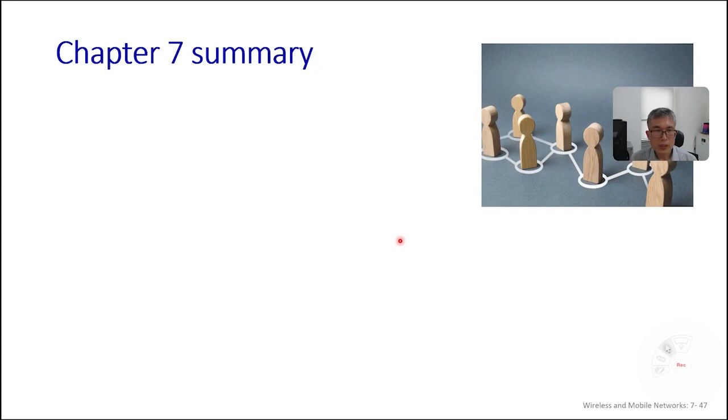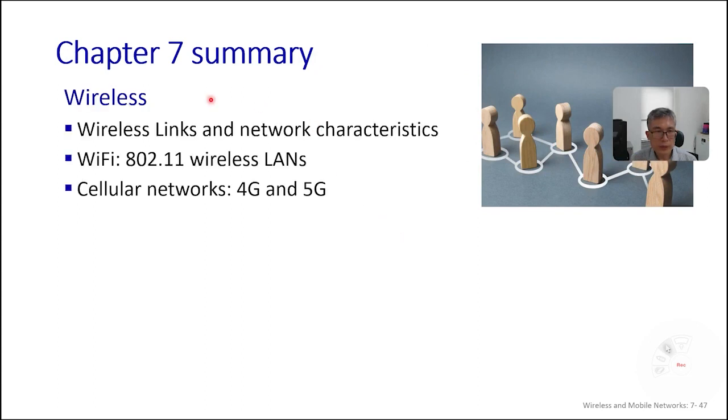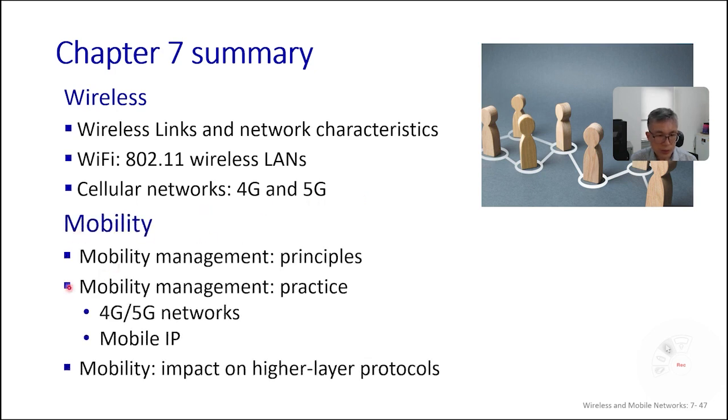In summary, for chapter 7 on wireless networks, we learned wireless link and network characteristics. We learned Wi-Fi, 802.11 wireless LANs, and on the other hand, we studied the cellular networks, 4G and 5G. We studied mobility management principles and practice, especially in 4G and 5G networks, and also we studied mobile IP. Finally, we discussed the impact on higher layer protocols of mobility.